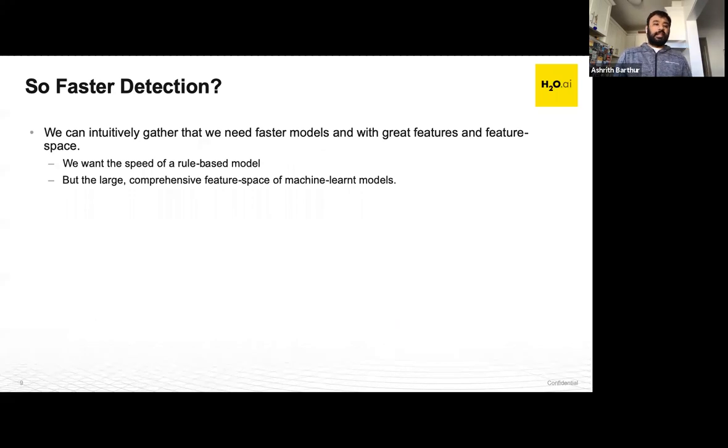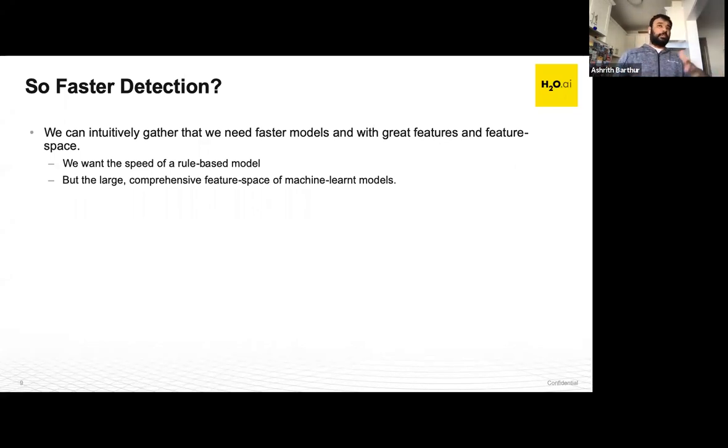What we would actually like is to have speed that is very similar to rule-based systems. And when I say rule-based systems, one of the reasons why we say that is rule-based systems tend to have almost line speed. Line speed is the rate at which you can process transactions, process requests, or process sections, anything that you want to classify in this case. But then you also want to have a large comprehensive feature space that comes out of machine learning models. So essentially you want a combination of these two.